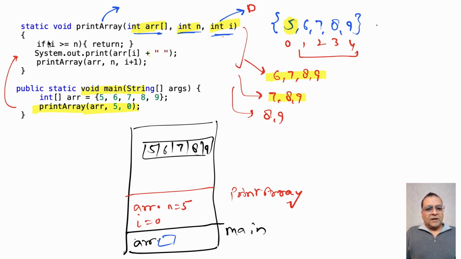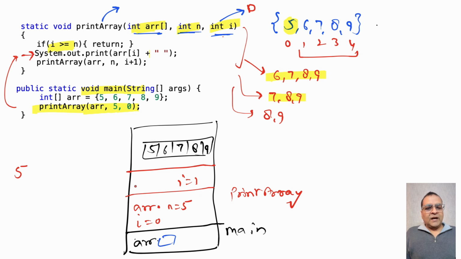What will this function do? First it will compare I with n. So is 0 greater than or equal to 5? No. Which means that it will not return. The condition is false. So it will print the 0th element. The 0th element will get printed. It means 5 will get printed. After printing 5, it will call the function for I is equal to 1.